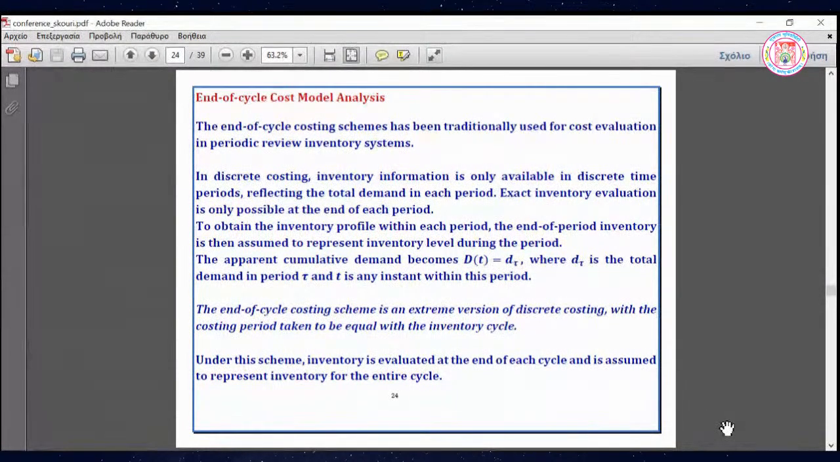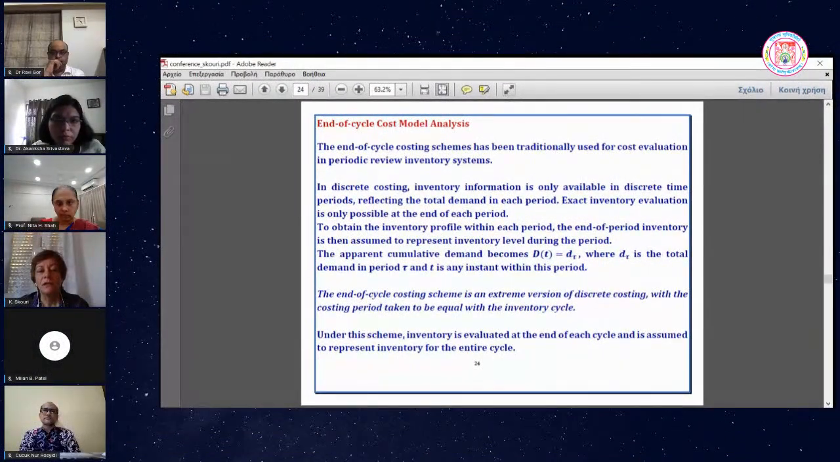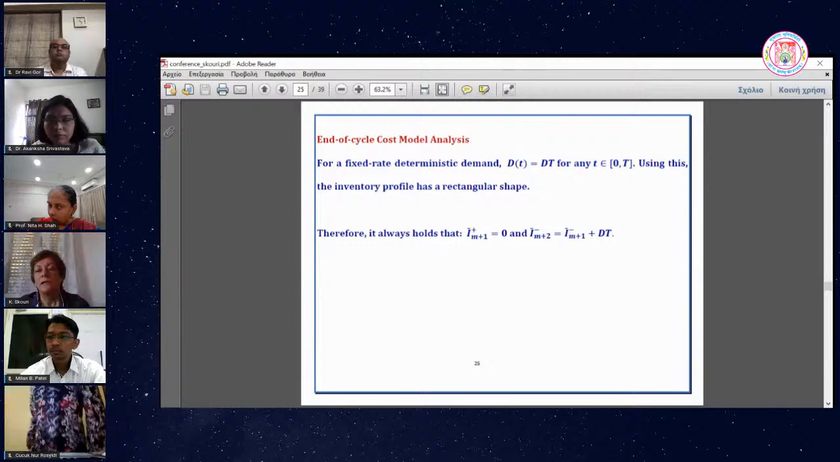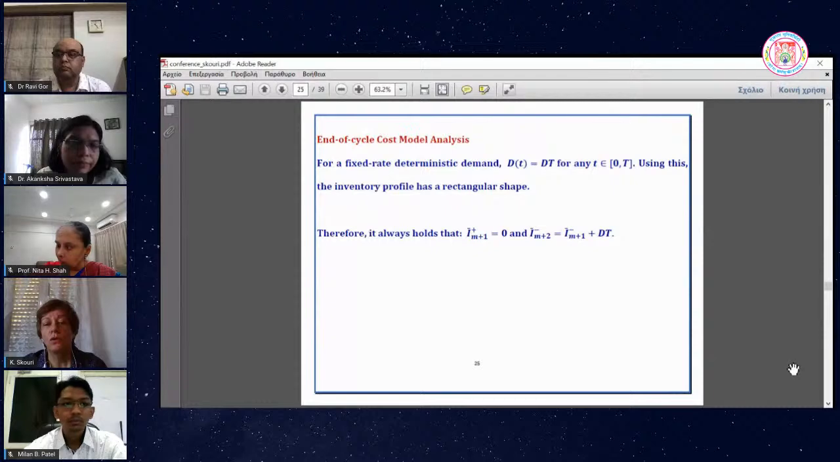The end-of-cycle costing scheme is an extreme version of discrete costing, with the costing period taken to be equal to the inventory cycle. Under this scheme, inventory is evaluated at the end of each cycle and is assumed to represent inventory for the entire cycle. So when we have a fixed-rate deterministic demand, then this demand has this form: D(t_a) is equal to D times T for any t in (0, T). Therefore, this relation always holds.